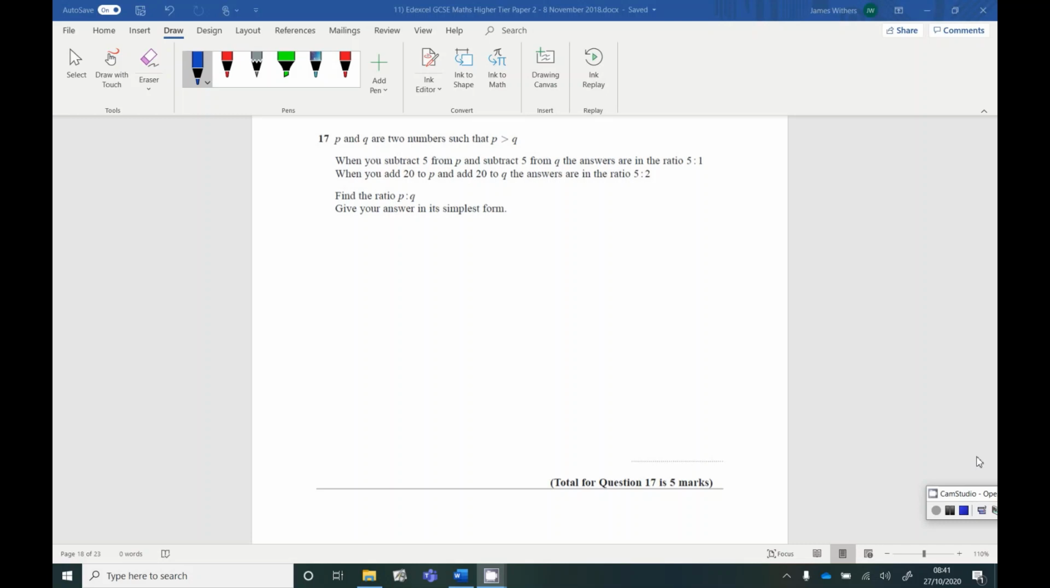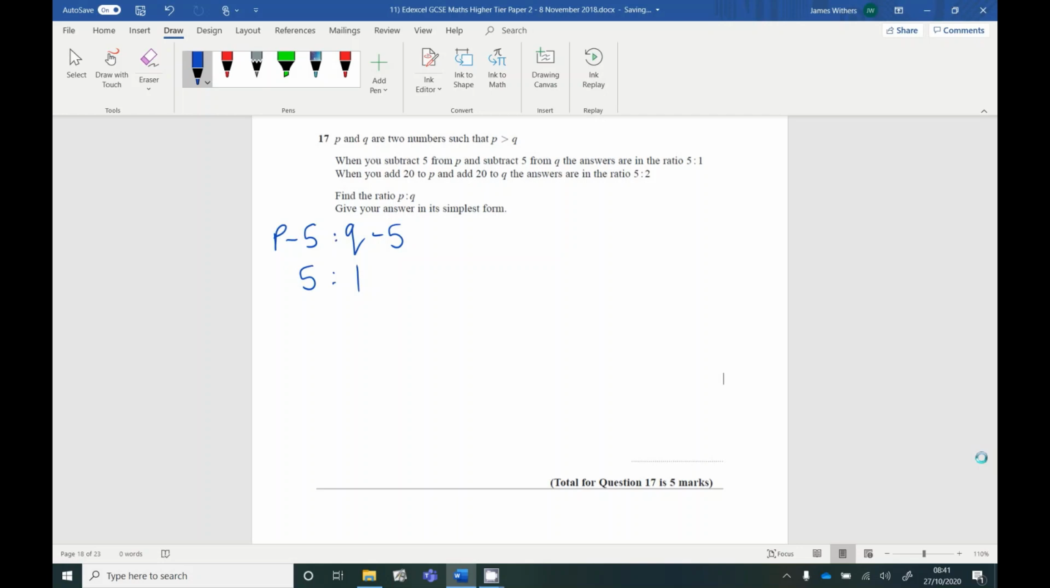So we are told when we subtract 5 from P and subtract 5 from Q, the ratio is 5 to 1. So therefore P minus 5, that's taking 5 off P, to Q minus 5 is the ratio 5 to 1. Now this is the clever bit. We want to create an equation here. We want to construct an equation.